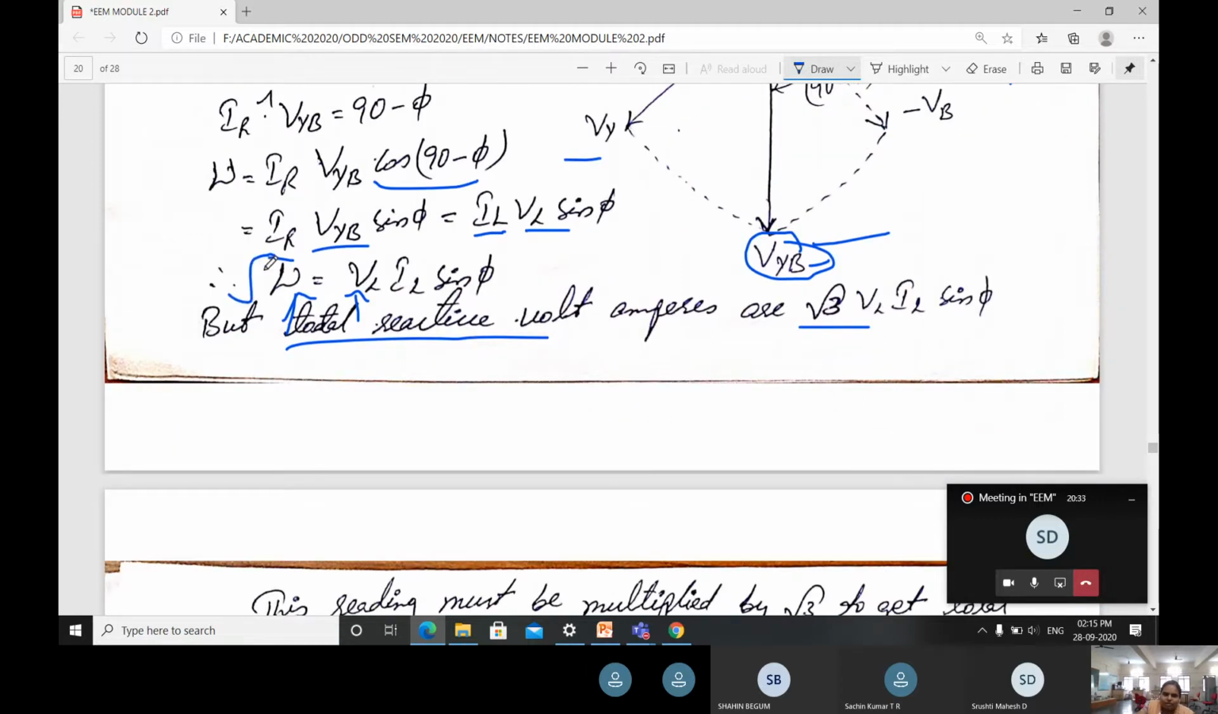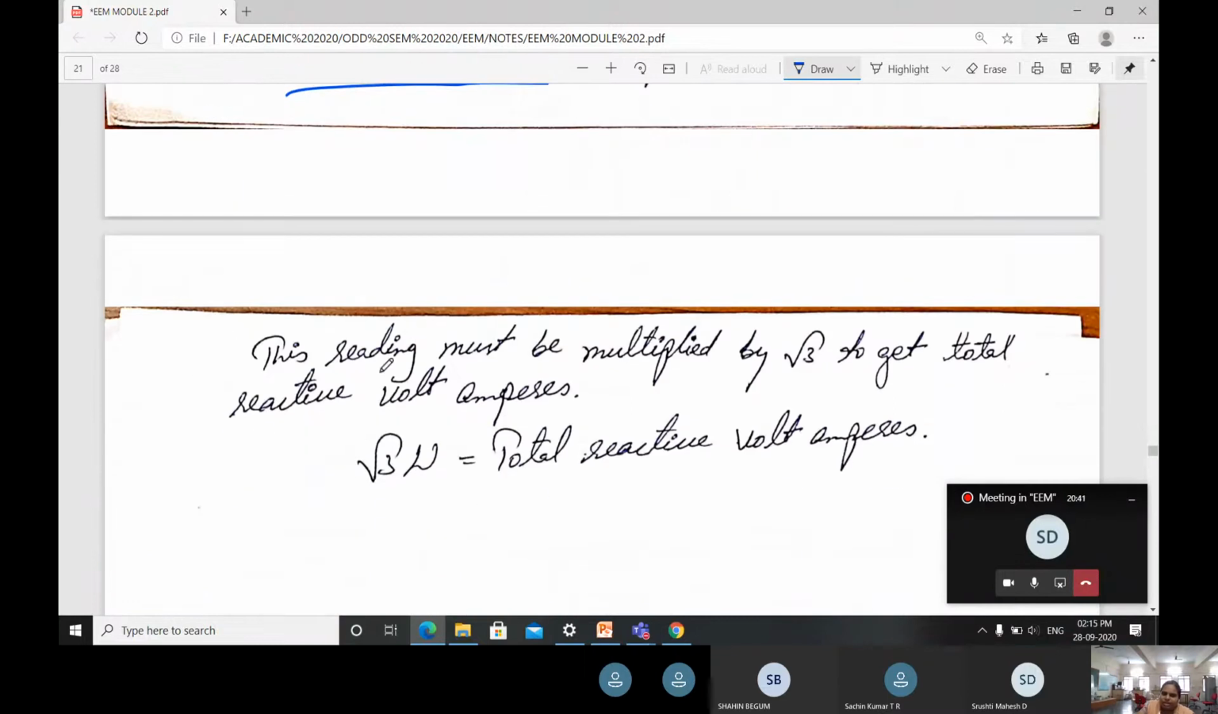I can write here root 3 of W and also root 3 of VL IL sin phi. Same thing here, this reading must be multiplied by root 3. So I will be writing root 3 into W, which is nothing but our total reactive volt amperes.